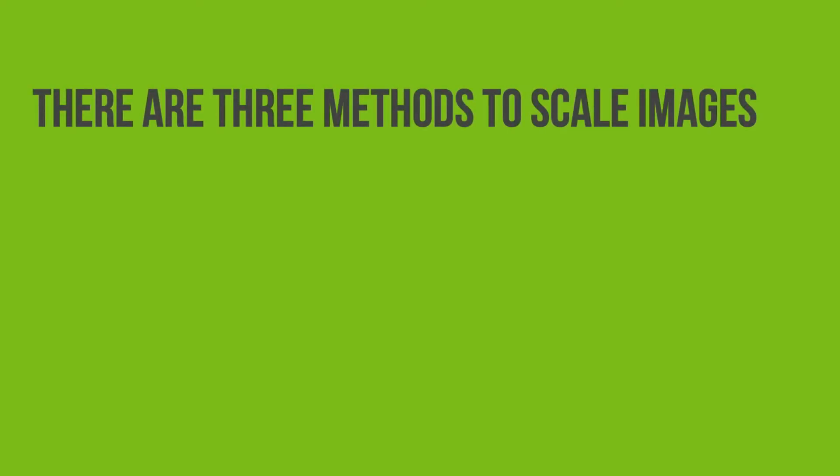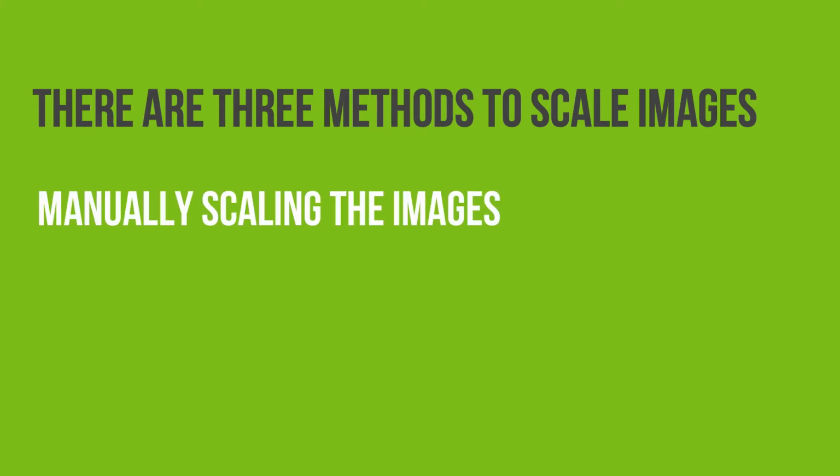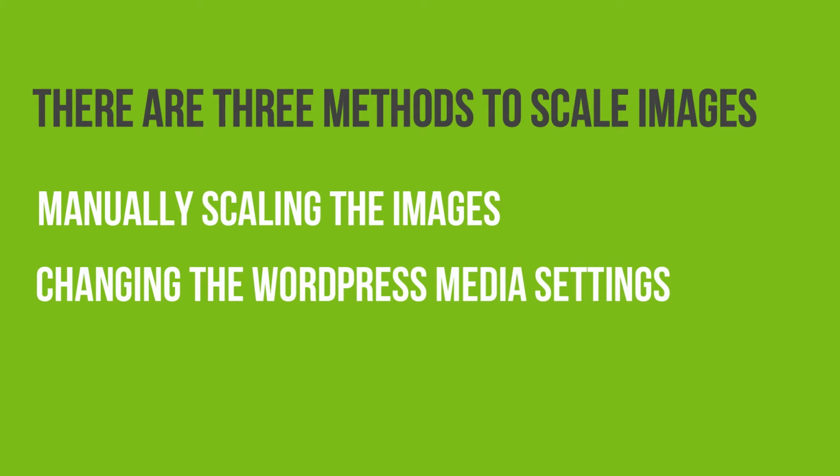There are three methods you can use to serve scaled images in WordPress. The first method is by manually scaling the images. The second method is by changing the WordPress media settings. And the third method is by using a plugin. Let's look into each method in detail.